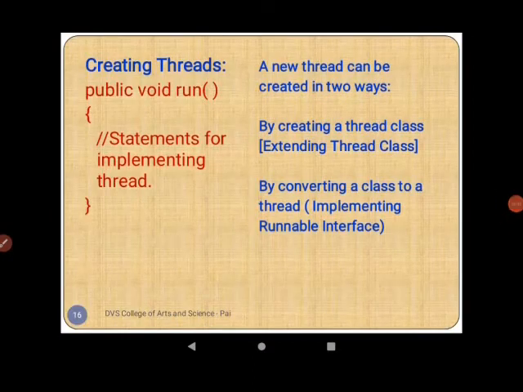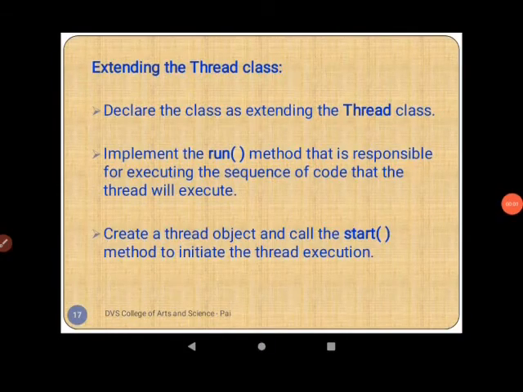There are two methods for creating a new thread. One is by creating a thread class, that is, extending the thread class. The second one is by converting a class to a thread, that is, by implementing the runnable interface. Let us see how to extend the thread class. Firstly, we need to declare the class as extending the thread class. Secondly, implement the run method that is responsible for executing the sequence of code that the thread will execute. Then create a thread object and call the start method to initiate the thread execution.